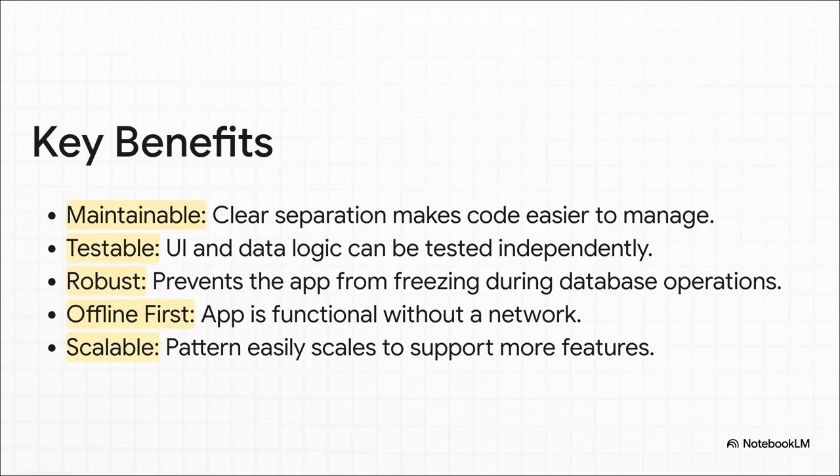It's robust. Room is designed to be main safe, which means it helps you avoid doing slow database stuff on the main thread that would freeze your app. It's offline first right out of the box because the data lives on the device. And finally, it's scalable. When you need to add, say, restaurants as a new feature, you just add a new entity in DAO. The pattern grows with you.